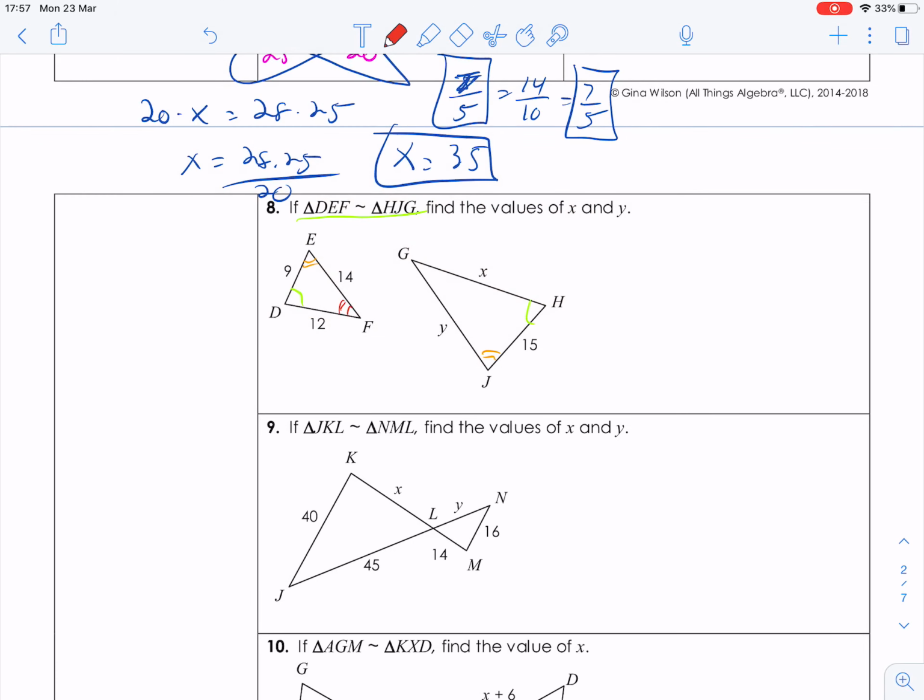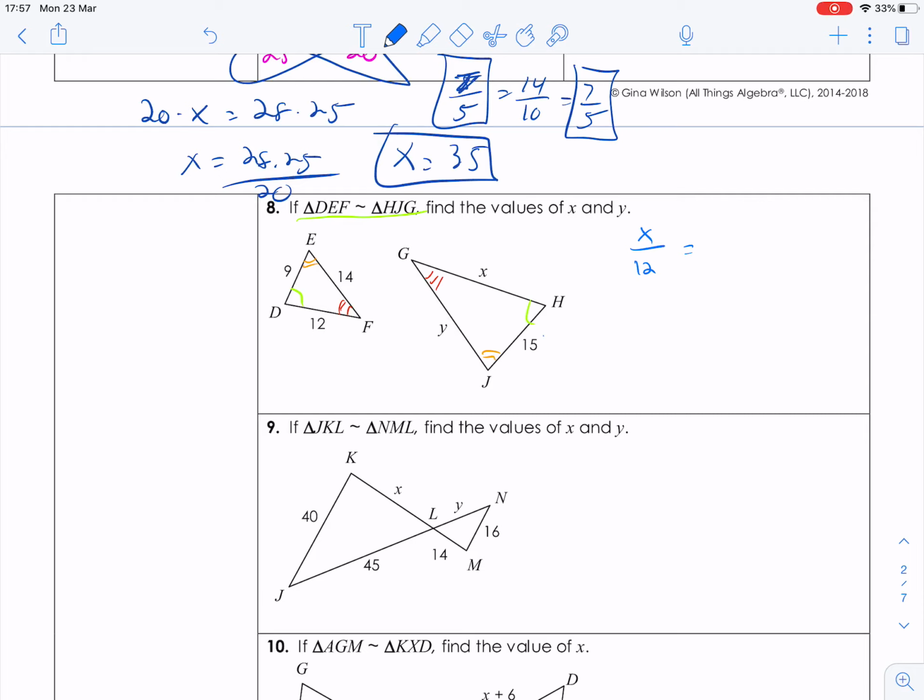And F goes with G. Sometimes it's nice to do these in different colors so you can see it easier, but you don't have to. So we're looking for X. So X goes with, between red and green, 12. And we can't have two variables, so we can't use Y in this one. So we first got to find X, and then we got to find Y.